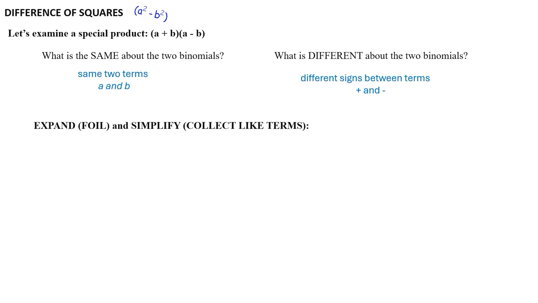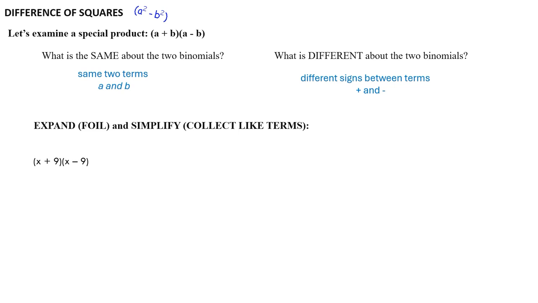Today we're going to look at a special type of factoring called a difference of squares. In this example, we're given two binomials, a plus b times a minus b. So we'll expand them, simplify them, and see how these can be factored in a slightly different way.